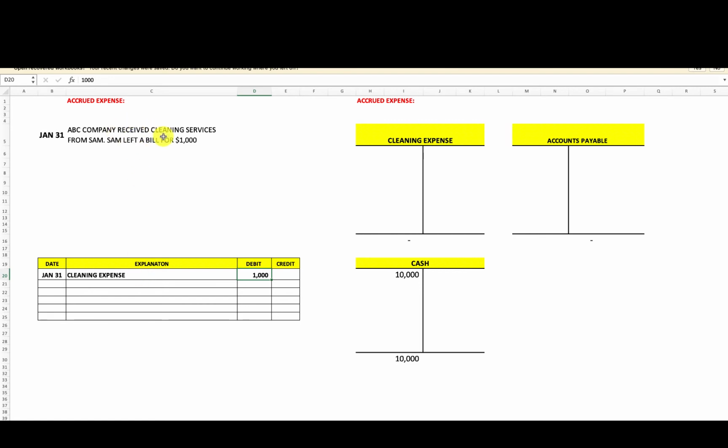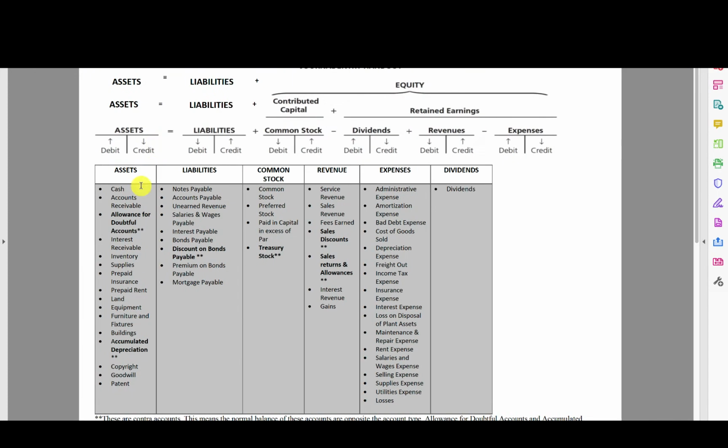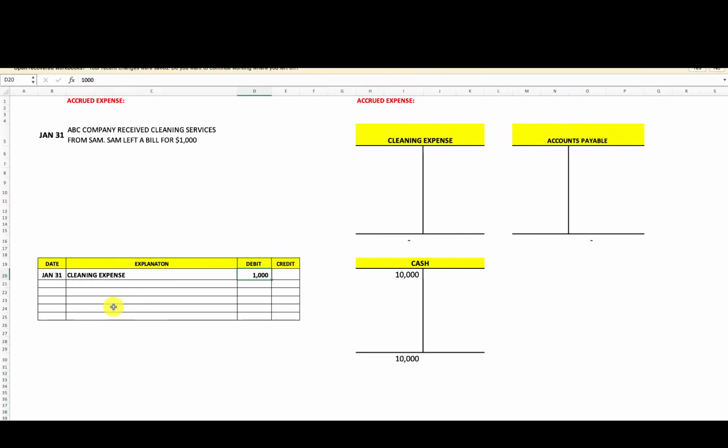Well, Sam left a bill, so they didn't pay for this expense. So they owe money. What's the account for owing money? It's going to be accounts payable, and accounts payable is going up. It's a liability, so we're going to credit that for $1,000. So I'm going to debit cleaning expense for $1,000, and I'm going to credit accounts payable for $1,000, and that pretty much is it.